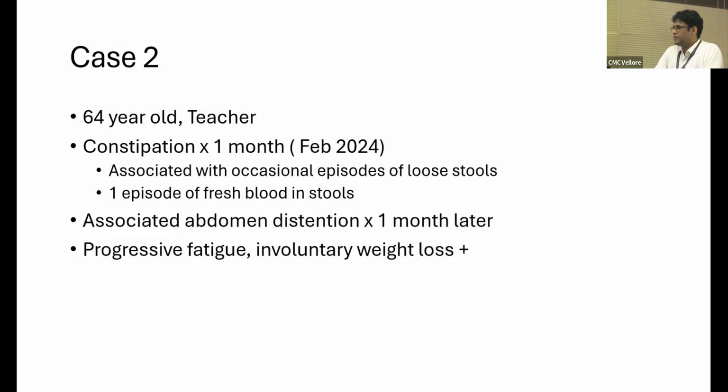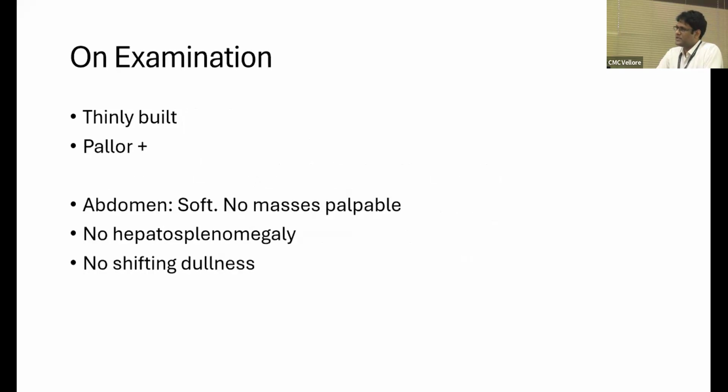She also had abdomen distension, which happened 1 month later. And on probing the history, we found history of involuntary weight loss and fatigue. Okay. So what do you think of in this scenario? I think this has been taught right from MBBS, where you find an older patient who comes to you with anemia or a change in bowel habits, you must suspect a large bowel malignancy, right? Okay. So on examination, she had pallor, and was otherwise thinly built, and there were no significant examination findings.